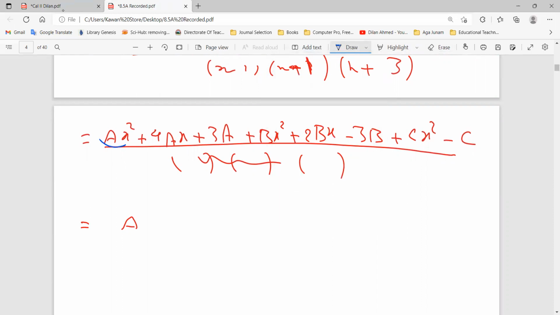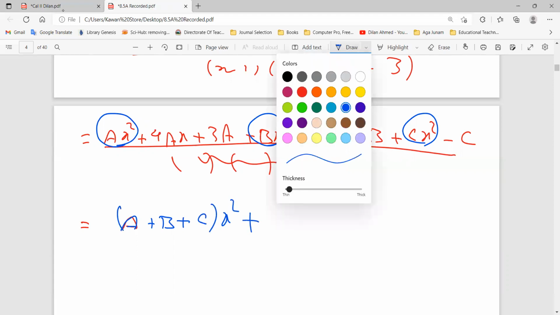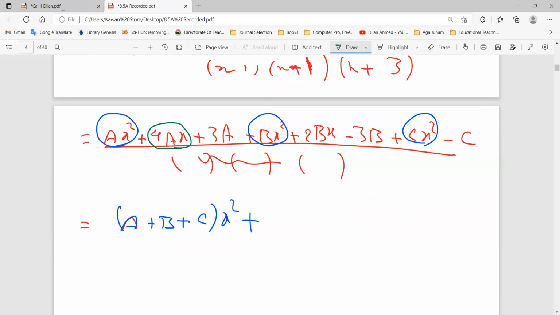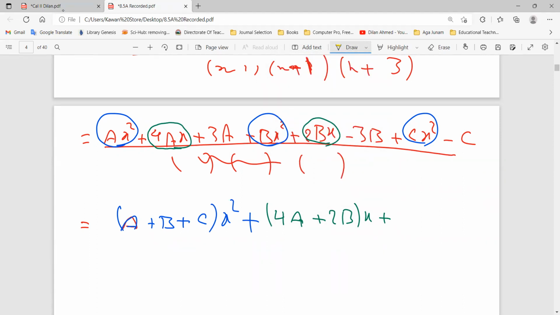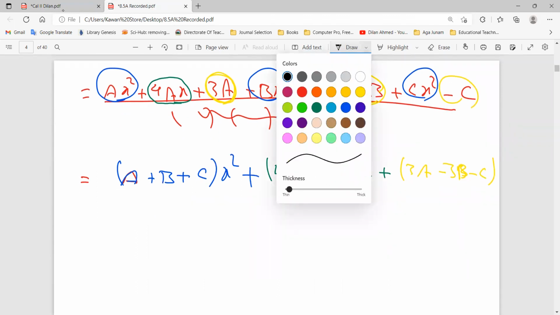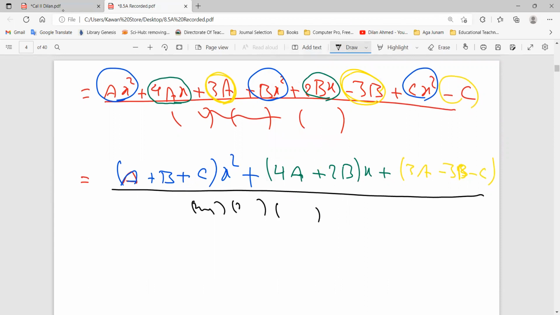Look how we arrange them: x squared, x squared, x squared. So I say (A plus B plus C) with x squared. Now time for x: 4A plus 2B with x. Am I right? Now it remains the terms without x, sorry, just numbers: 3A minus 3B minus C. Understood. Over the same denominator, (x minus 1)(x plus 1)(x plus 3). Now it's time to compare.